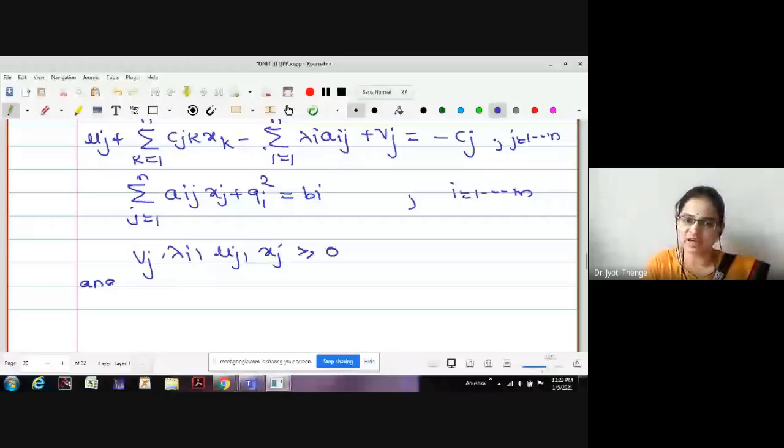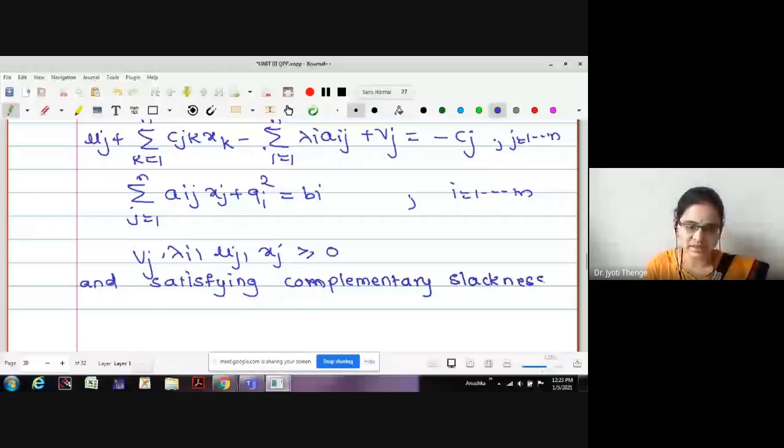the complementary slackness condition. What is the complementary slackness condition? Lambda i si equals 0, mu j xj equals 0. Now we know i is from 1 to m, j is from 1 to n.